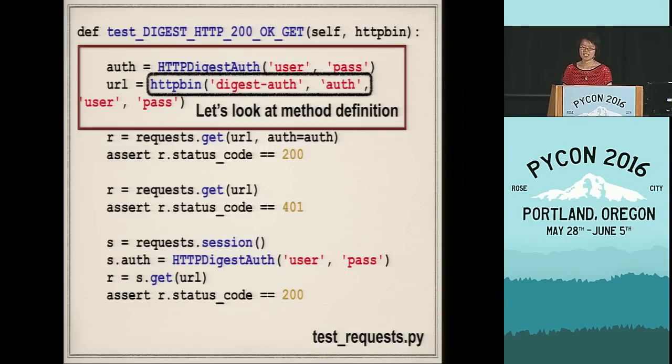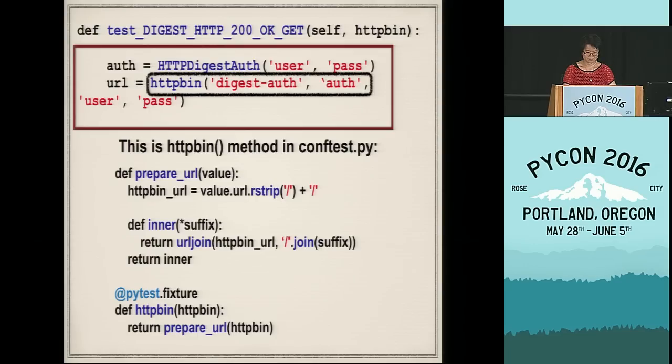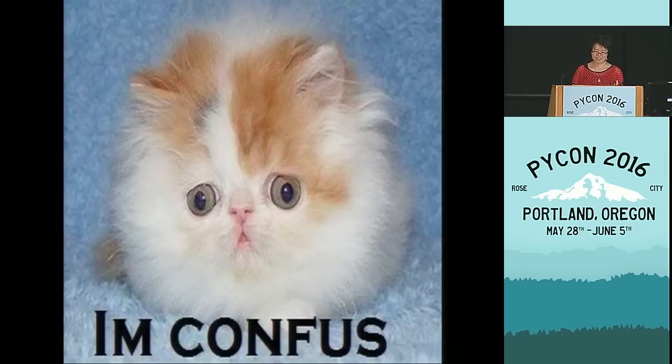Next, let's look at the httpbin method and see how that's defined. This is the definition of the httpbin method located in conftest.py. If you're familiar with PyTest, all of the test fixtures are placed in conftest.py. Just from reading this, I can see that at the bottom of this slide, an object is being passed into httpbin, and then it also returns a function. Just reading from this, I'm a little bit confused about what it's doing.